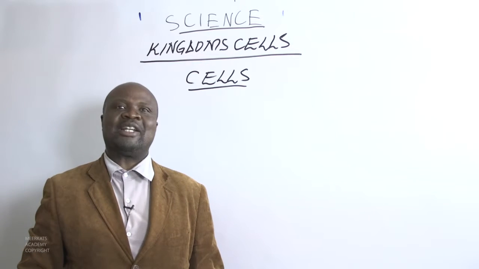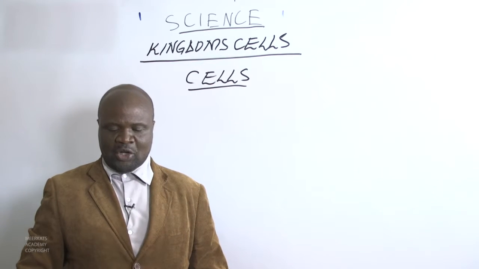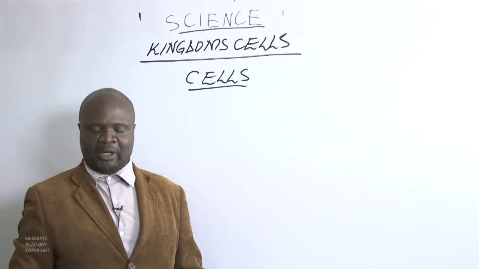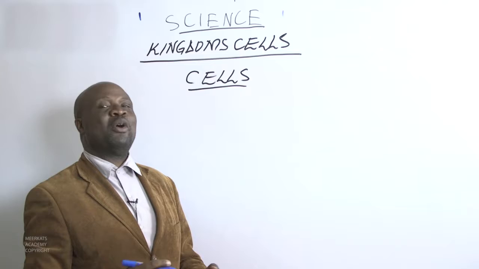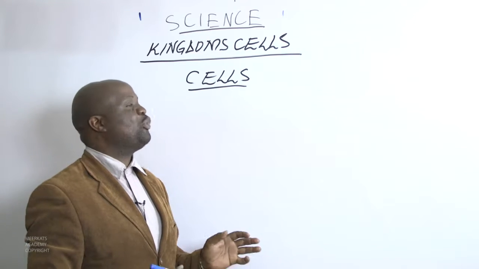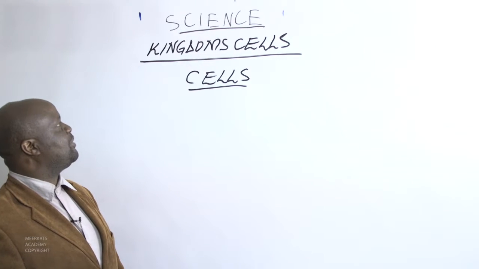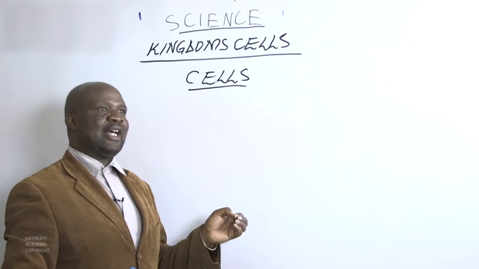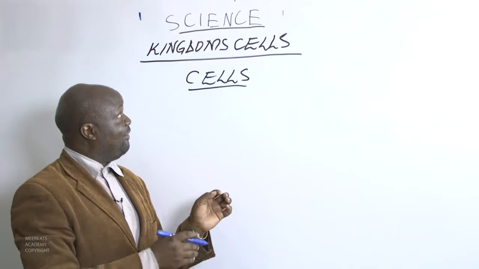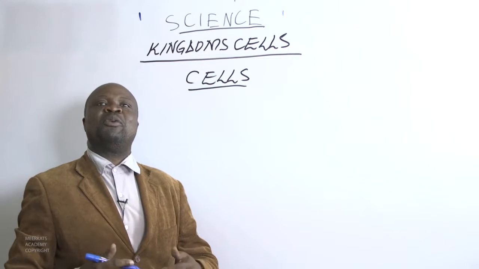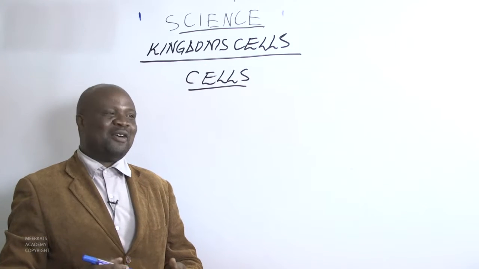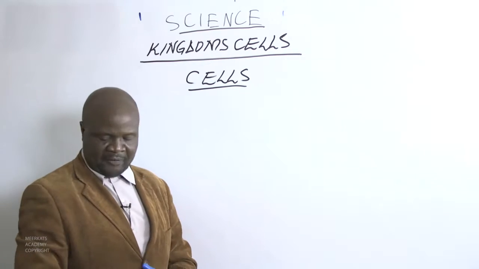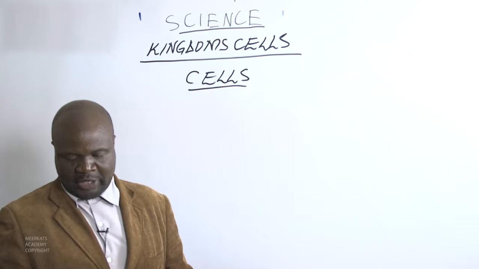So, what are cells? All living things are made up of building blocks, and we call these building blocks cells. A closer look at these cells will tell us the kind of organism we are dealing with, and we can accurately classify these living organisms.